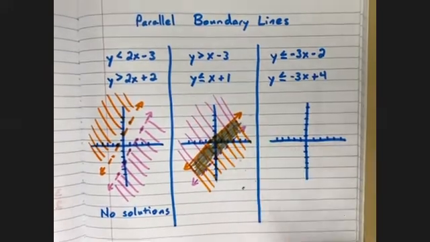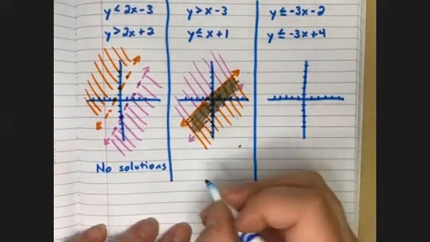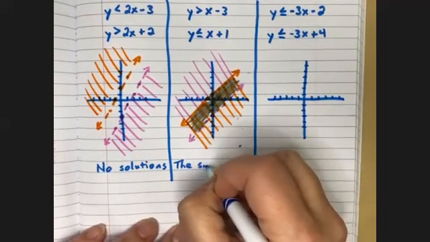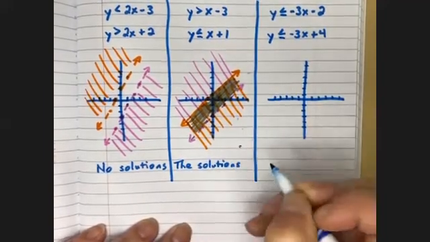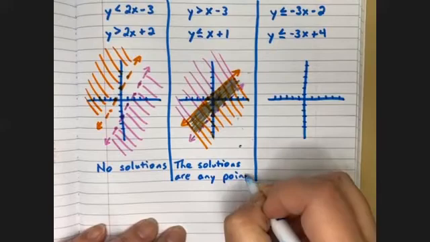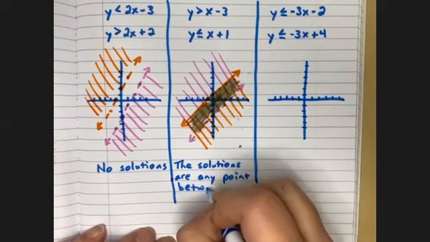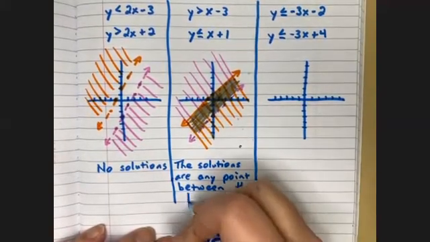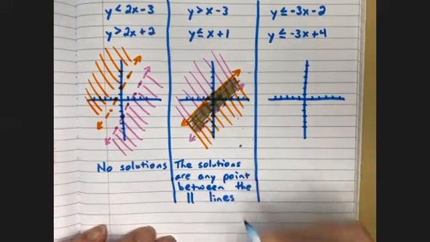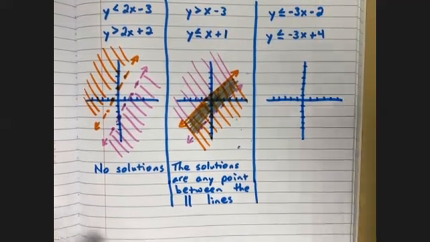All right. And so I'm going to write down here the solutions, because there's more than one, are any point between the parallel lines. And I'm going to abbreviate parallel. Hopefully you understand what that means. Okay, so that's case number 2 when you have parallel boundary lines.